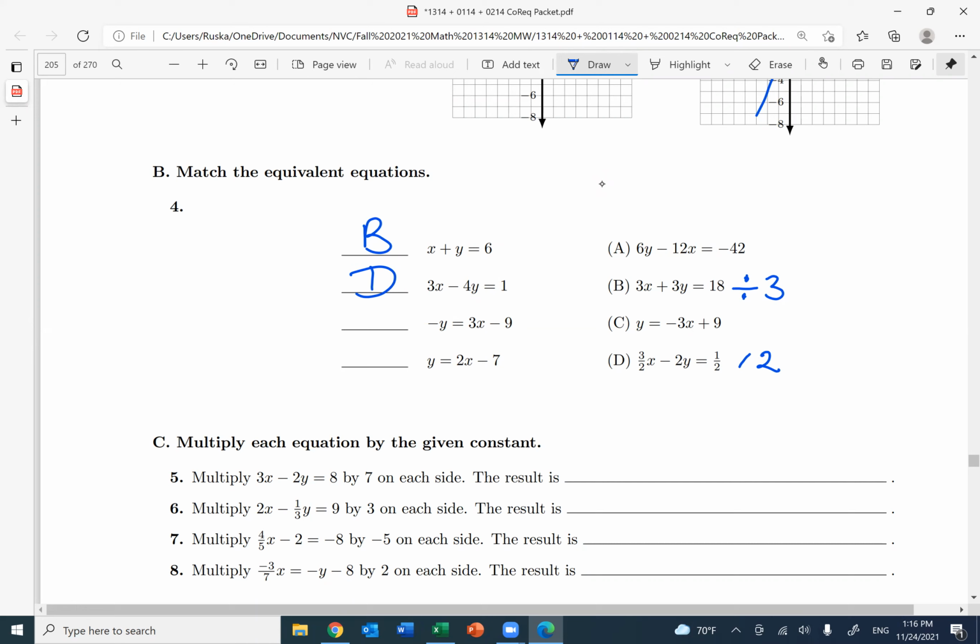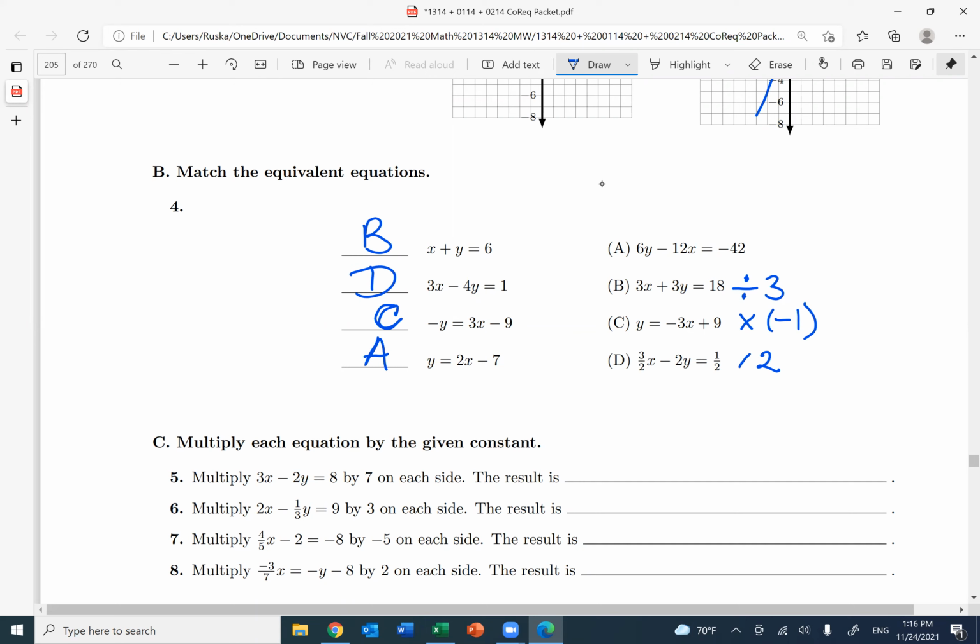Then we have negative y equals 3x minus 9. This looks exactly like C, but with the opposite sign. So if I multiply C by negative 1, I'm going to change the sign. So it's going to be negative y, positive 3x, because negative times negative is positive, and then negative 9. And the last one is going to be A.